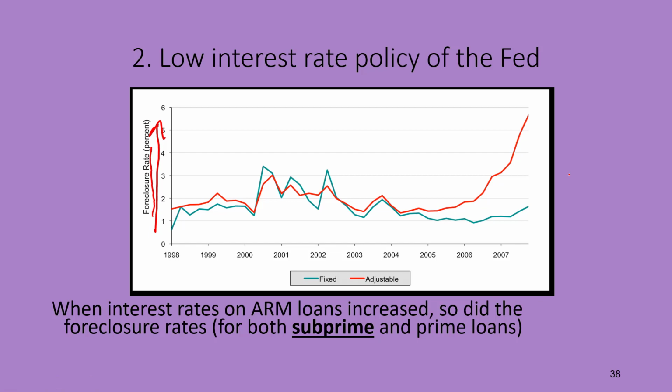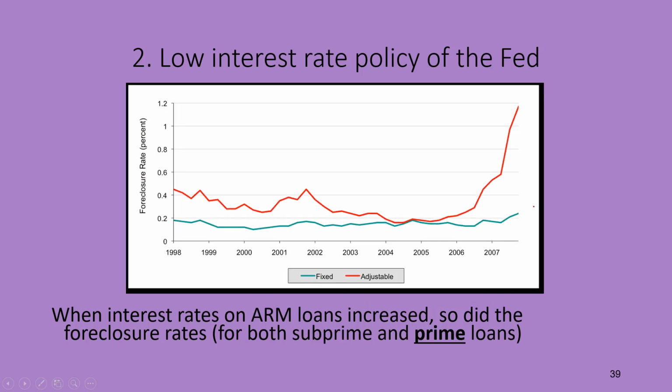And this is true for both subprime and prime loans when it comes to adjustable rate mortgages. Notice that the fixed rate mortgages are largely unaffected by this increase in interest rates because, again, with fixed rate mortgages, you're making the same mortgage payment every month, regardless of what happens with the interest rate. So again, this might be the safer mortgage to get if you decide to get a mortgage or buy a house in your future.